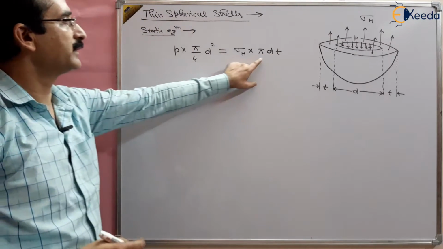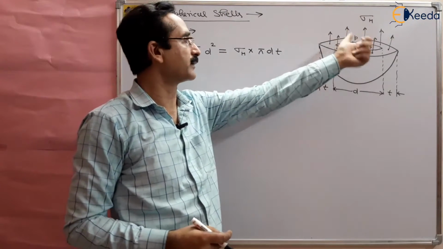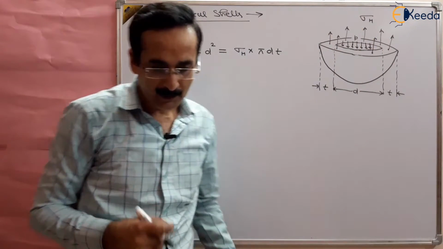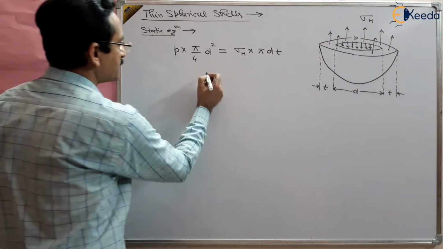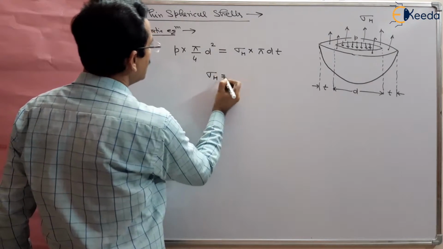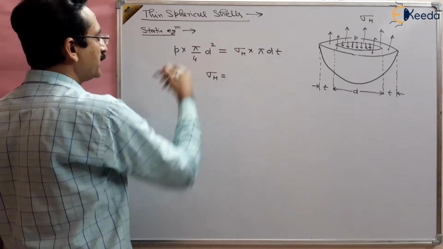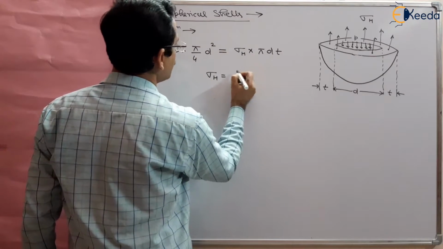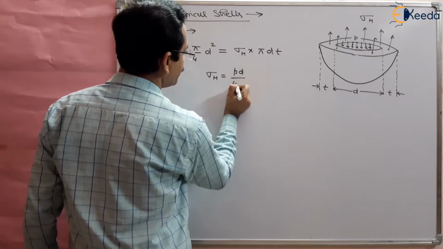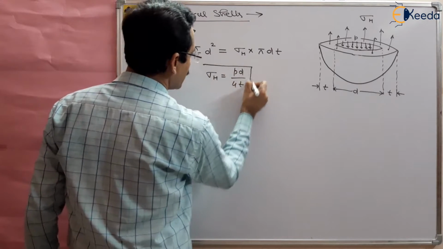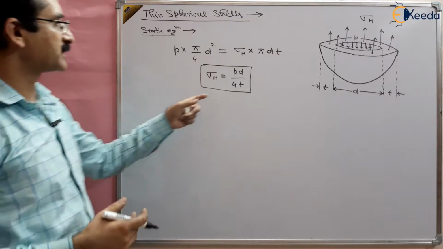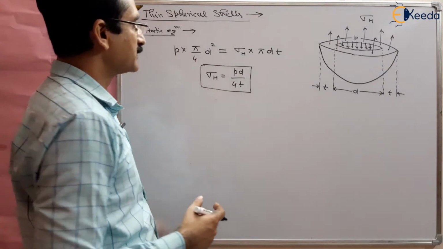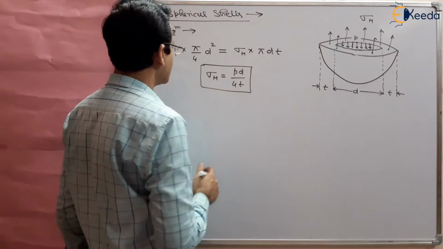So this is the area of the ring at which these hoop stresses are acting. Finally you will get sigma h: pi cancels pi, d cancels d, and you get sigma h equals P D by 4 t. Because it is a sphere, this type of stress will be there in all directions. So in both directions the same stress will be there.